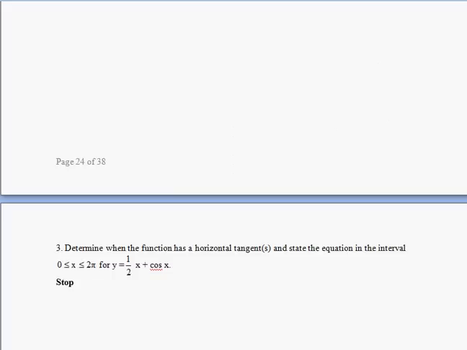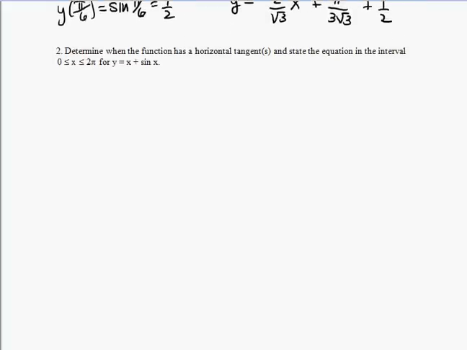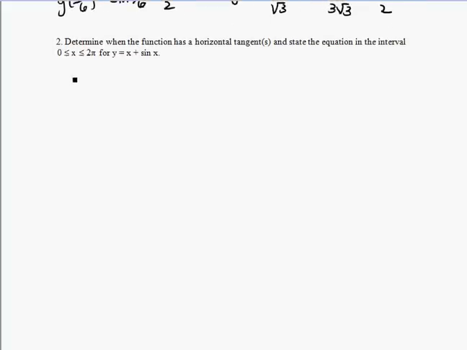Determine if we have any horizontal tangents given the following function. So horizontal tangents, when we're taking tangents, we're taking slopes and derivatives, so therefore let's take the derivative of our function. So dy dx will be equal to 1 plus cosine of x.